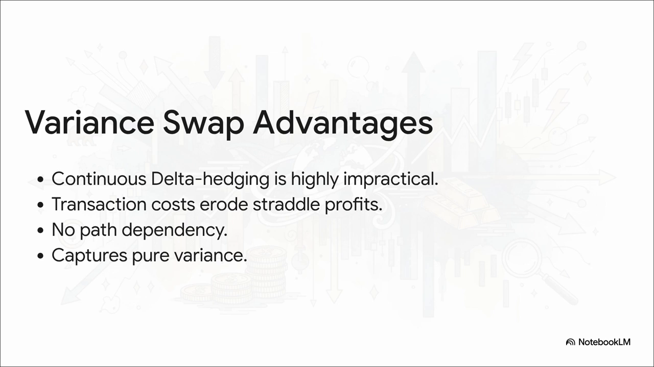Second, the friction of all those transaction costs heavily erodes the profit margins of a straddle. Third, options have path dependency. The exact sequence of price movements up and down really matters. Variance swaps were designed to bypass all of this friction. They are sleek, direct instruments that capture the pure difference between realized and implied variance. And you don't need to buy a single share of underlying stock to hedge.